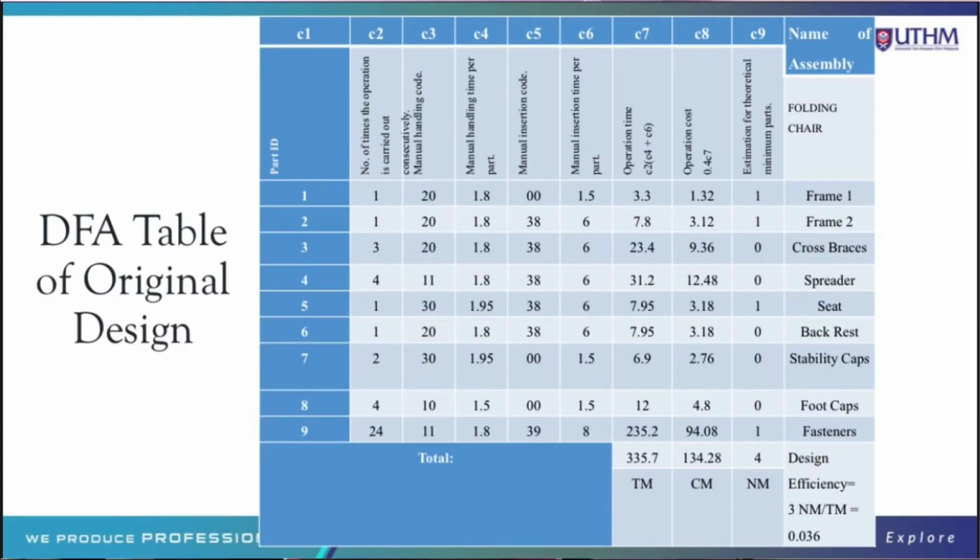So for the original design, the value that we get for the operation time is 335.7 seconds, while the operation cost for the original design is 134.28 ringgit, and the estimation for the theoretical minimum parts is only 4, and the design efficiency of the original design is 0.036. Move on to the next slide, which is the DFA table of the improved design.